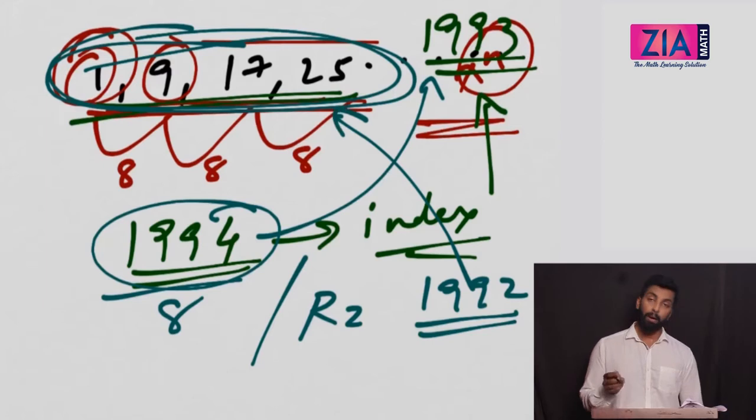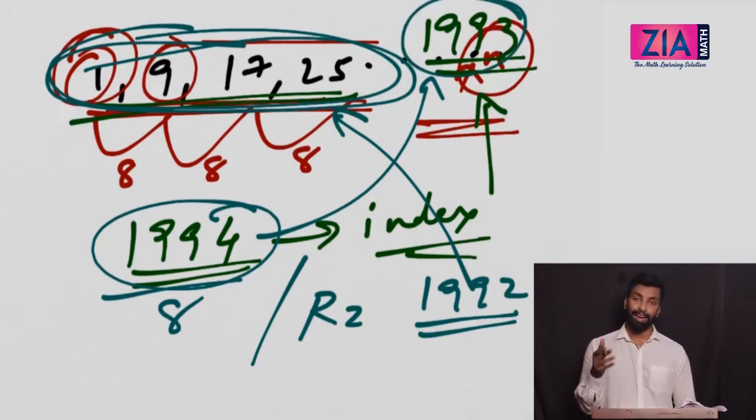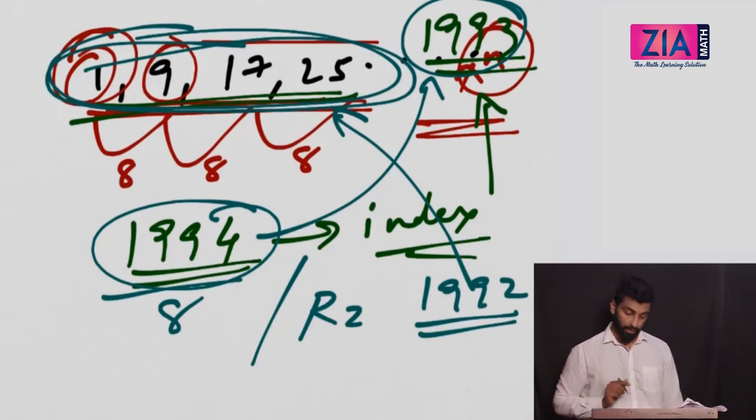But what are the numbers here? Multiple of 8 plus 1. So I understood that this number is 1993. So 1993, I am counting as the thumb. So 1994 will be the index finger.